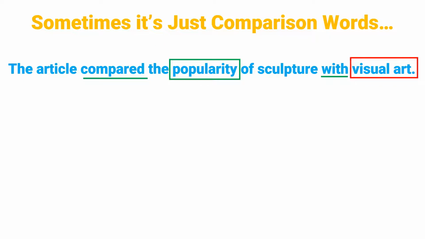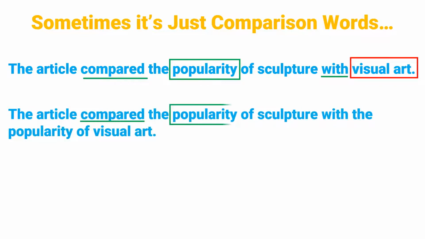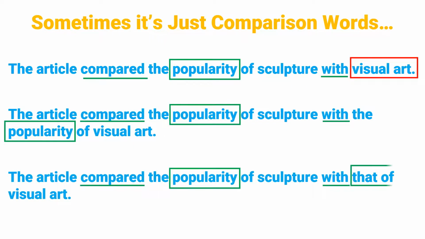Now we can do that in 2 ways. First, we can just repeat the word popularity, or we can use the phrase that of. Now the phrase that of works because the pronoun that refers very specifically to the word popularity. In fact, we're often attracted to the phrase that of, or those of, if the comparison is plural, when we're doing comparison questions.